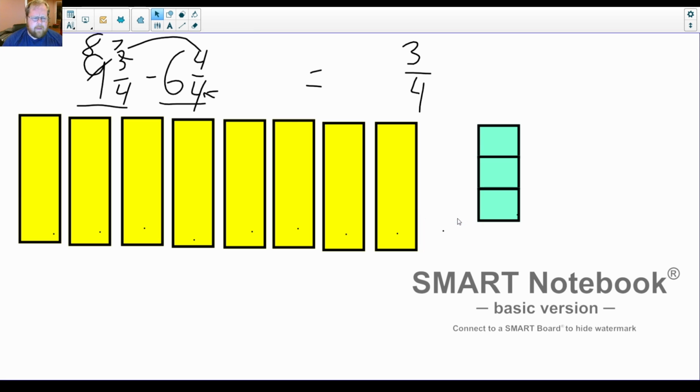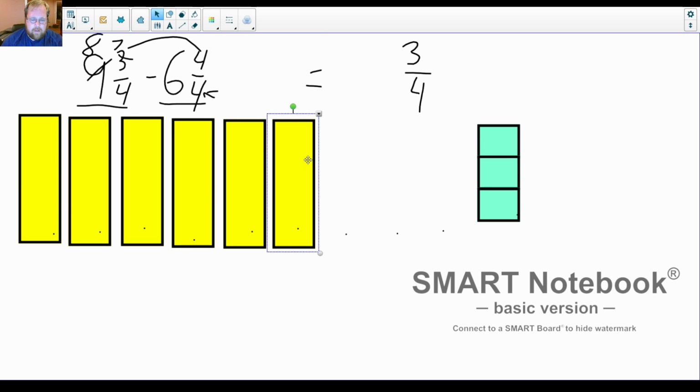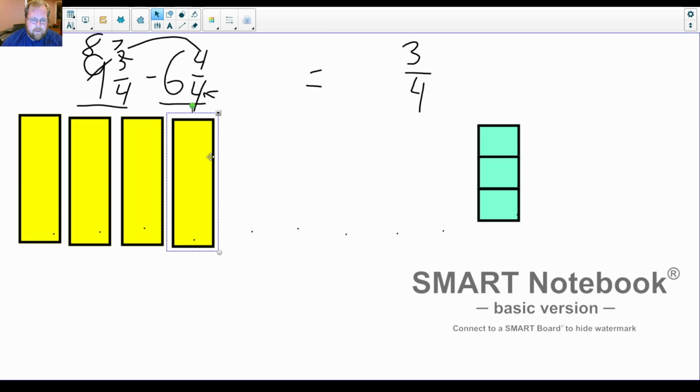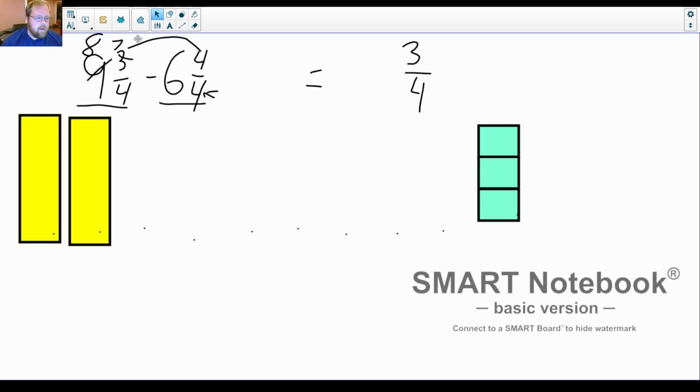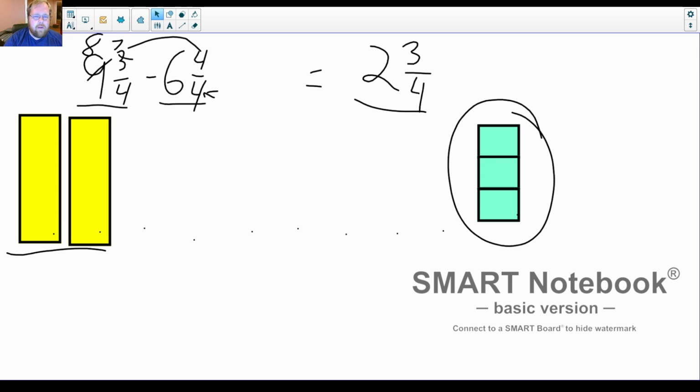It's almost like we didn't do anything, right? And now we're taking away how many wholes? 6. 1, 2, 3, 4, 5, 6. And 8 minus 6 is 2. So we have 2 and 3/4. All right, hopefully that helps a little bit.